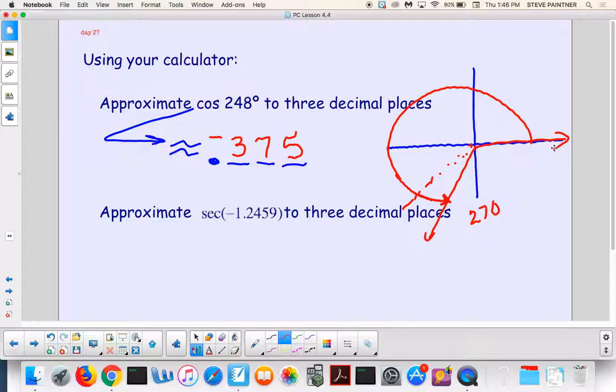Where's the triangle? From here, where? Up and back. Oh, there it is. There's the triangle. Cosine is what? X over R. So you know what this calculator's doing?